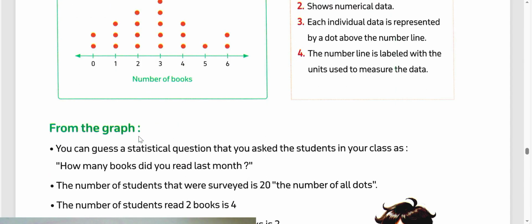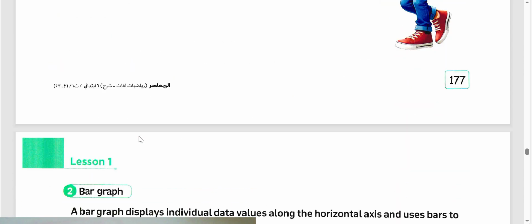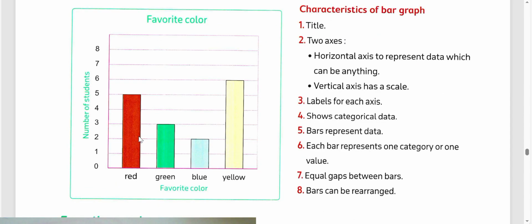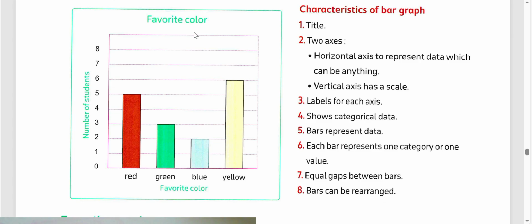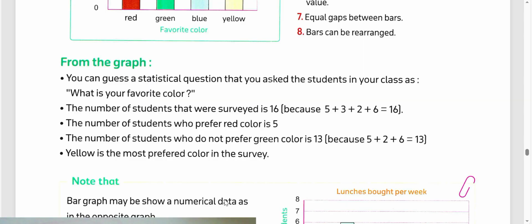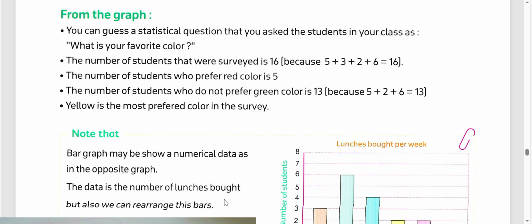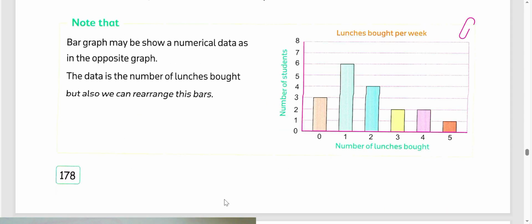Okay. And from the graphs, we have the bar graph. We can draw it vertical. We have the horizontal axis, favorite color, and vertical numbers. And up here, it will be the numbers. From the graph we can see the answer like this, and the question will be solved. Bar graph. We call it a bar graph.